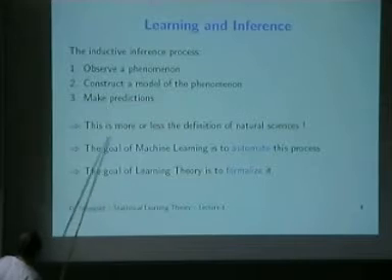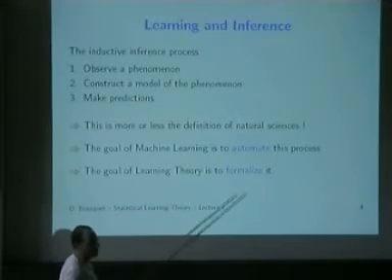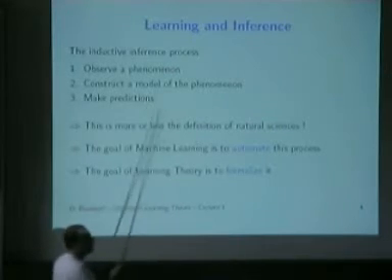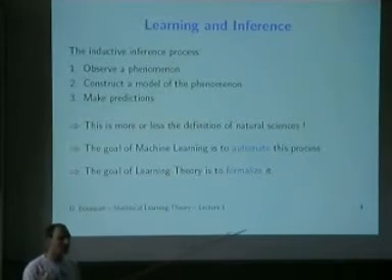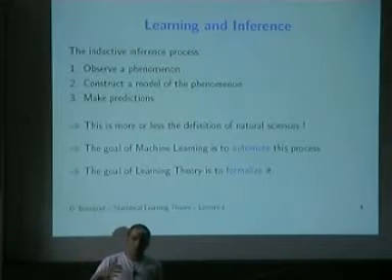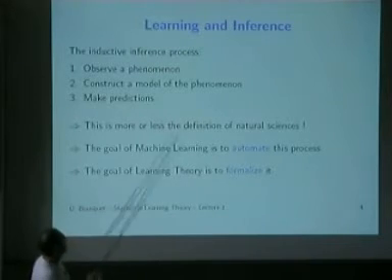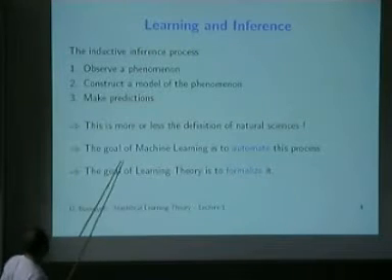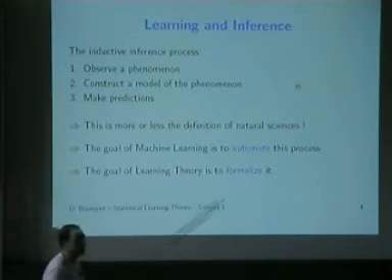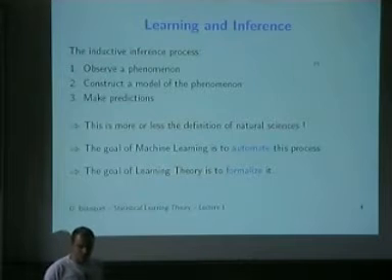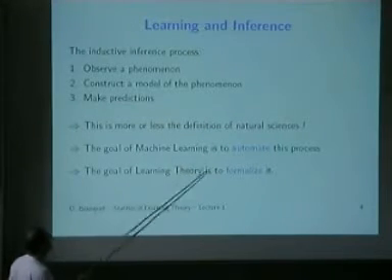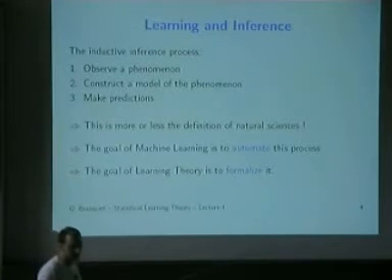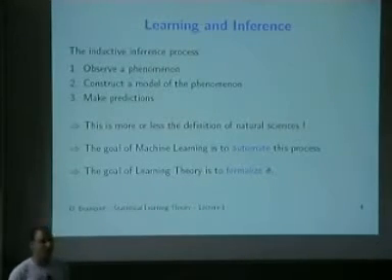Okay, so that's kind of the process. You can think of this as what people do in natural science. They observe natural phenomena and they try to build a model, which means some kind of formalism that explains what they observe. But in addition to being able to explain what you observe, you want to be able to predict something that you haven't observed yet. And the goal of machine learning is to make this automatic, to make sure that computers can do these things by themselves. And the goal of learning theory is to understand this process and to formalize it.